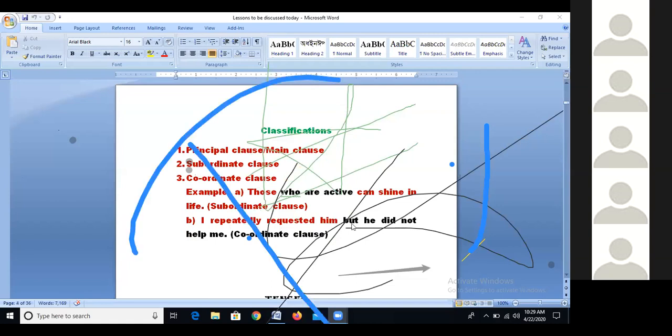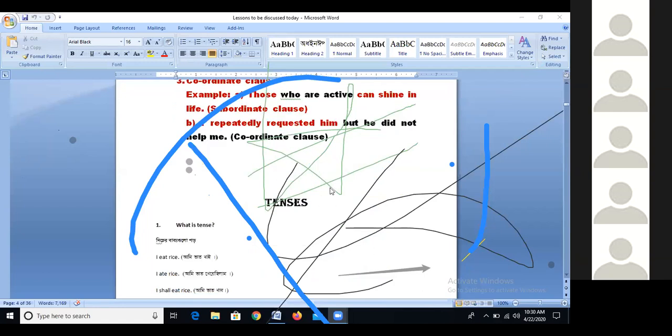Coordinating conjunction, suppose but is a coordinating conjunction. For example, I repeatedly requested him, but he did not help me. So I repeatedly requested him, this is principal clause. But is a coordinating conjunction, and as this clause is introduced by but, so we call it a coordinate clause. It starts with a coordinating conjunction, so we call it a coordinate clause. All right.